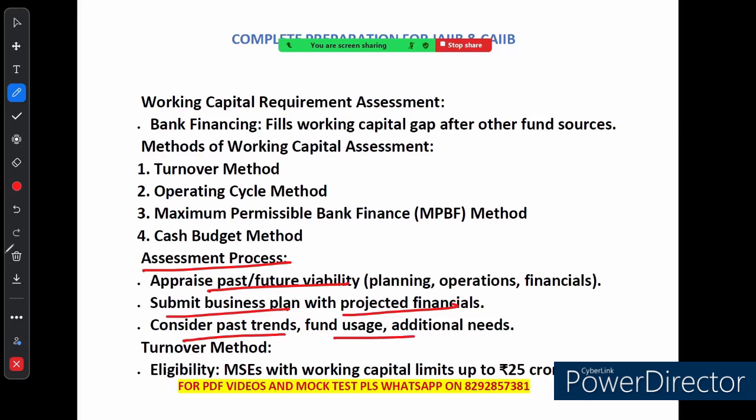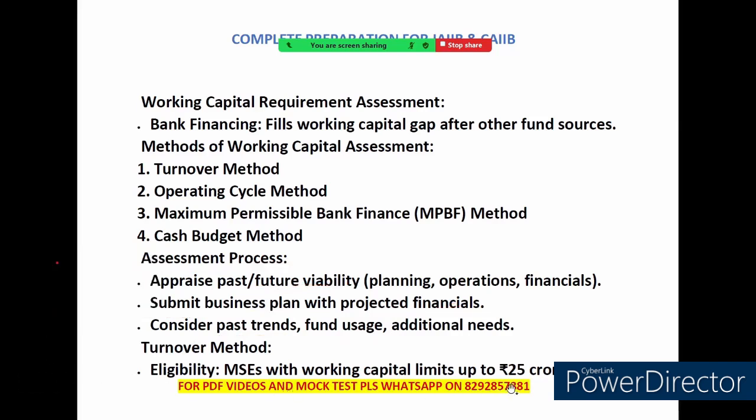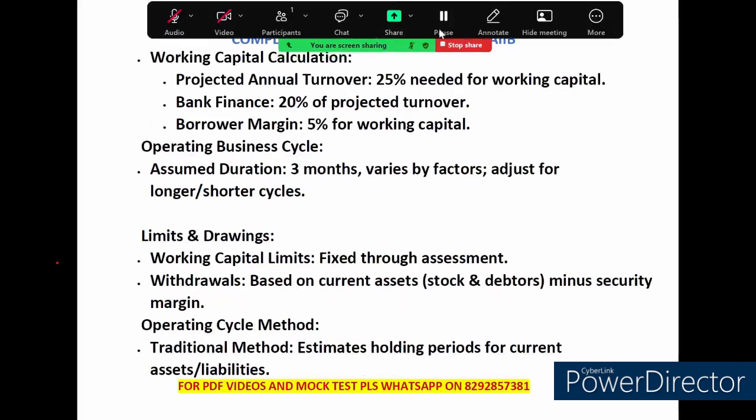So one common method is called the turnover method, mainly used for small and medium enterprises, right, with working capital limit up to 25 crore. Remember this limit, very important. So MSE, micro, small and medium enterprises with working capital loan up to 25 crore. So here is how it works.